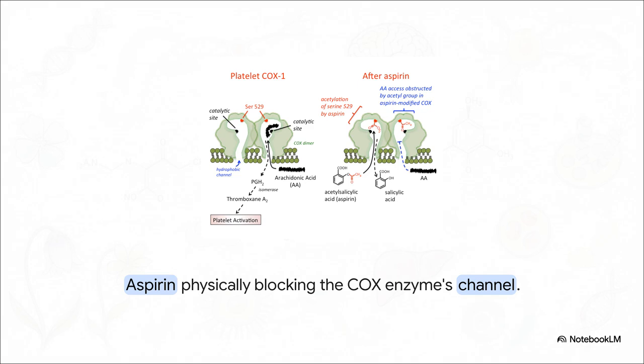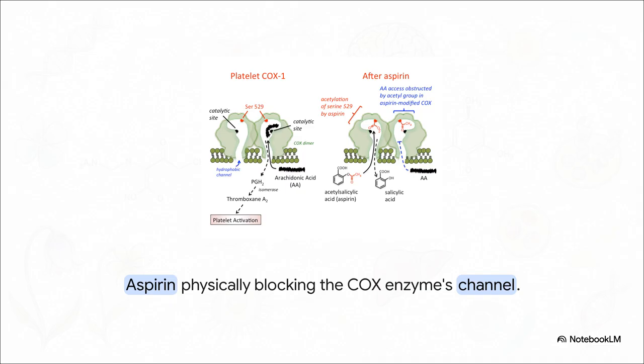So how did we actually first learn to shut down this chemical factory? Well, think of the COX enzyme like a lock, and the arachidonic acid as the key that turns on the pain. Traditional NSAIDs physically block the lock's keyhole. We call this the hydrophobic channel of the COX enzyme.